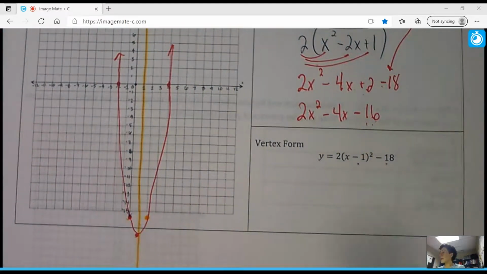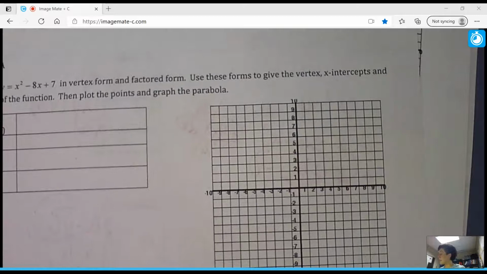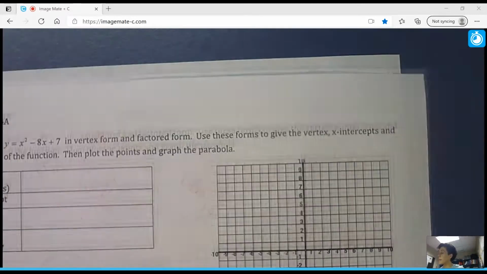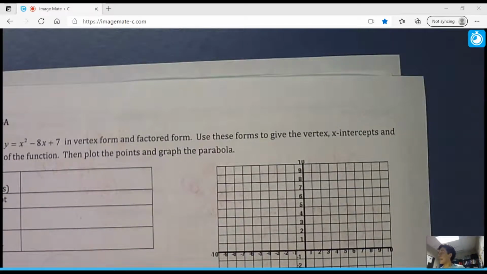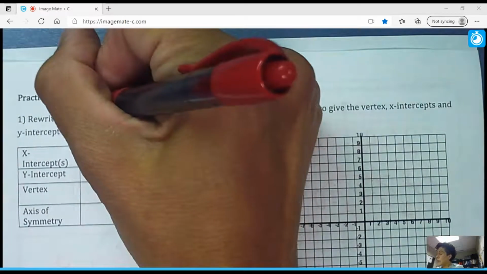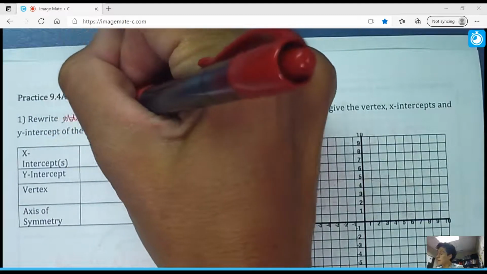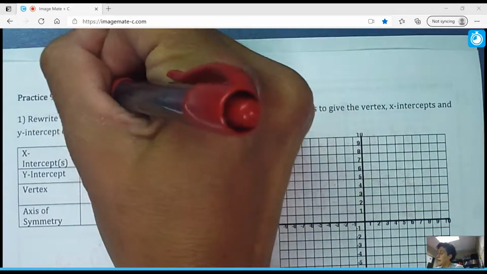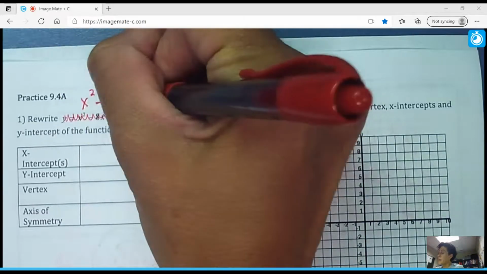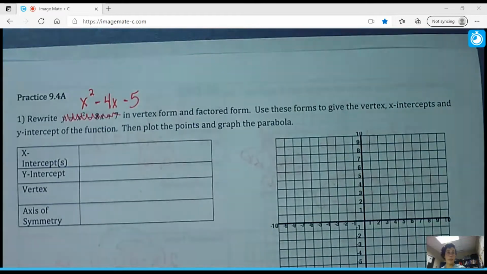So let's talk about what you're going to do now. What I'm going to ask you to do is on pages 22 and 23, you're going to be doing problems 1, 2, and 3. So there's one problem I do need to change, and it will be number 1. Okay, so hold on one second. So what we're going to do is change this one into x squared minus 4x minus 5. Okay?